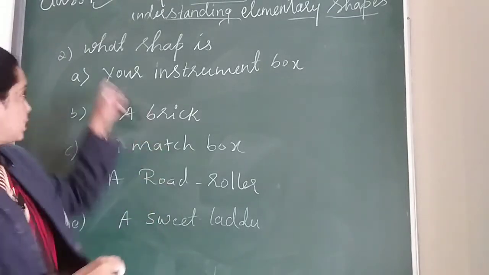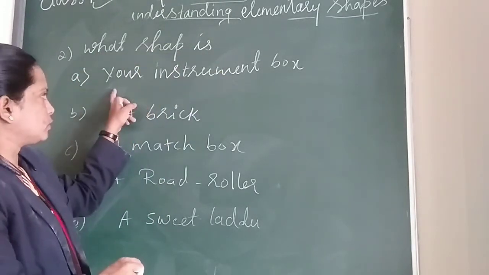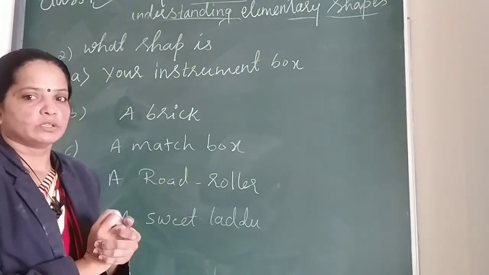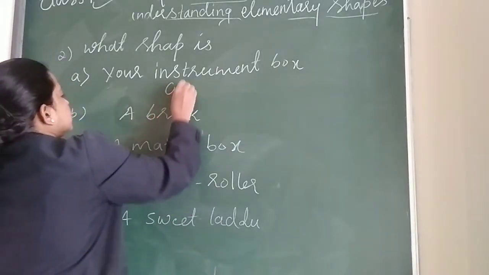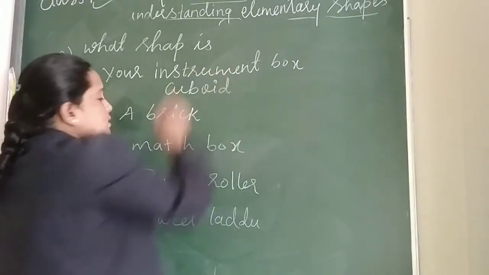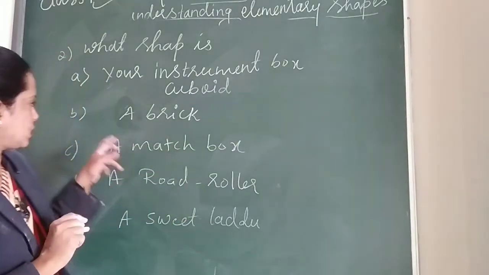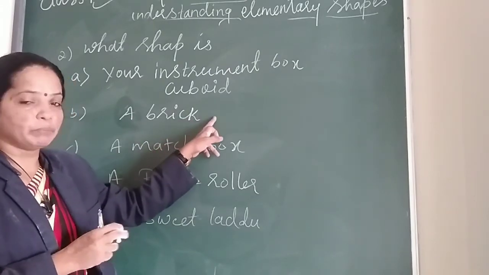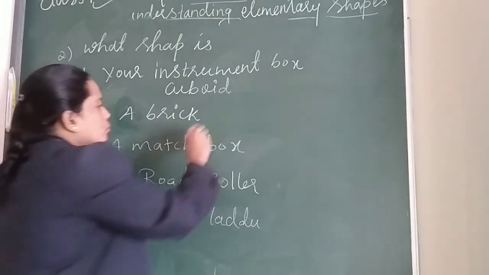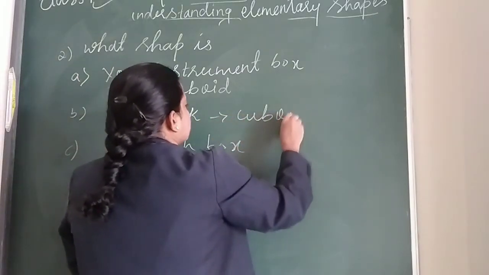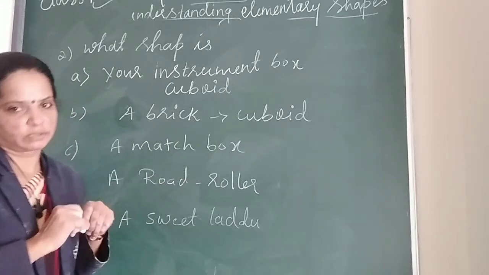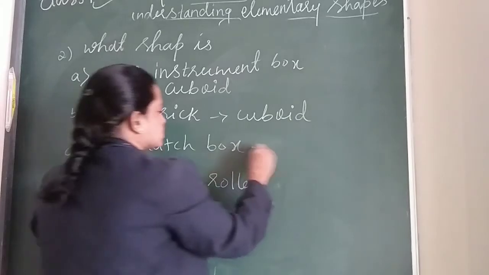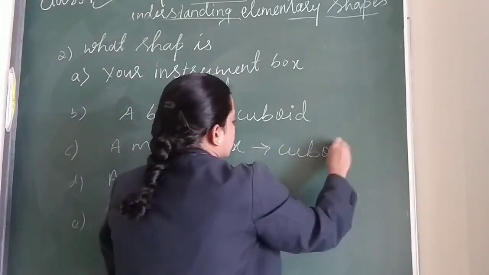So here the second name, what shape is it? First one, your instrument box. You have an instrument box where the geometrical instruments will be there. So it is in the shape of a cuboid, because the face is in rectangle shape. So the next one, a brick. You are seeing the brick where the houses are constructed. So the brick is in the shape of a cuboid, because again the faces are in rectangle shape. So a matchbox. You have seen the matchbox. So what is the shape of the matchbox? Again it is a cuboid.